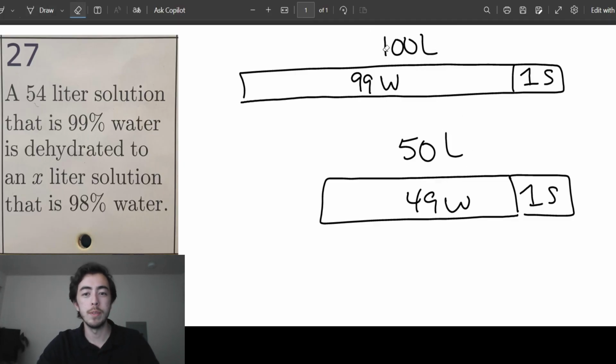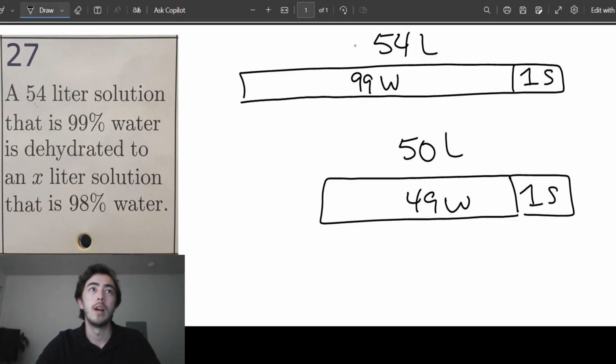So what happens then if we change this 100 to now a 54? Again, we both know the answer is 27, so somehow the proportions should work out. But I want to at least convince myself that this is the case. So we used to have 100 liters, now we have 54 liters.